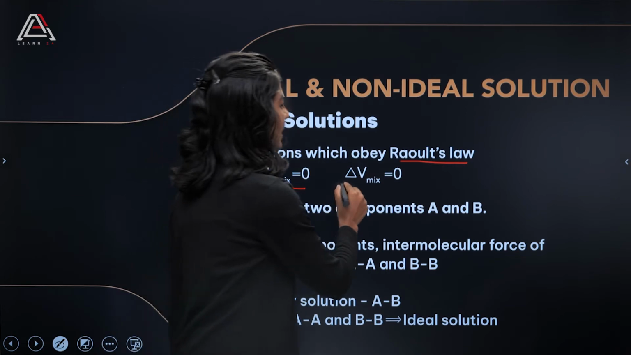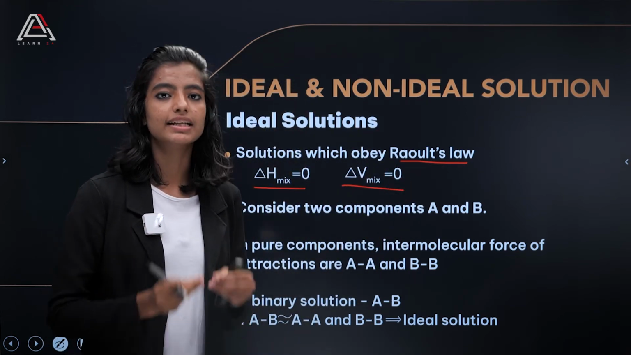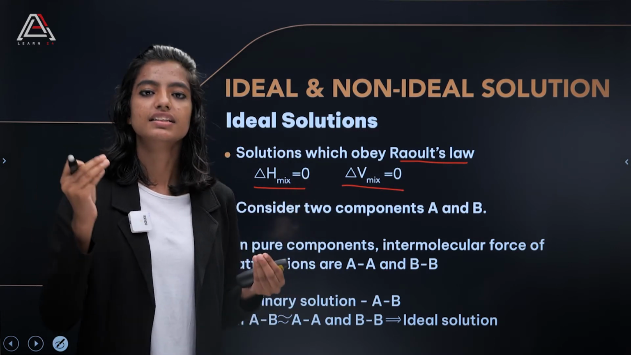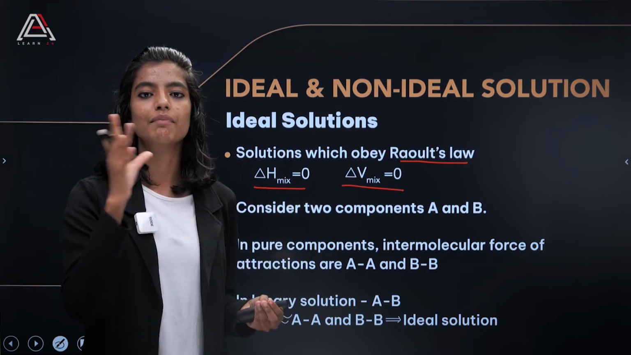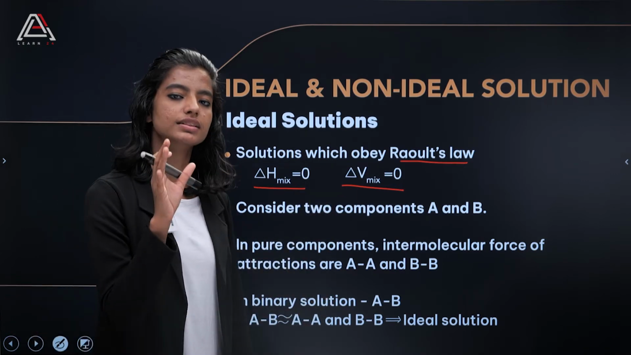And delta V mix also should be equal to 0. That means when I add two components, for example A and B, the volume should be equal to A plus B, no extra volume. That is, delta V mix is equal to 0.